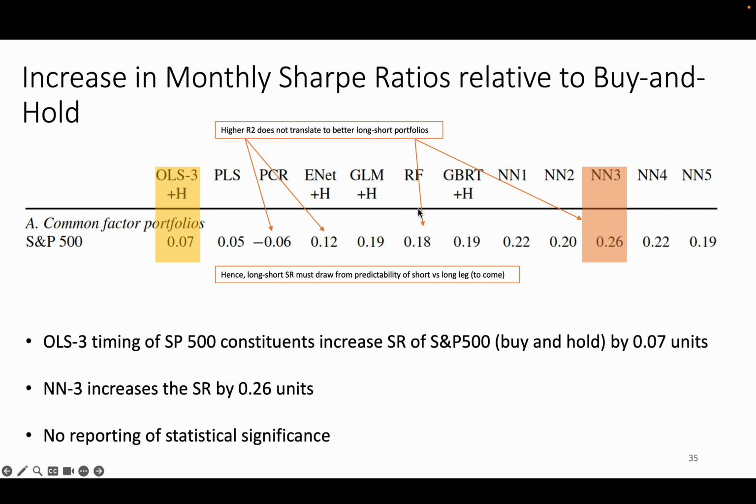So what else do we see here? We see the neural network has a 0.26 improvement in absolute points. So maybe that's a third of the overall Sharpe ratio, I would think, if it's 0.6, 0.7. Random forest does 0.18. No reporting on statistical significance, which is a pity, I think. But I think it's not reported, meaning it's not significant.